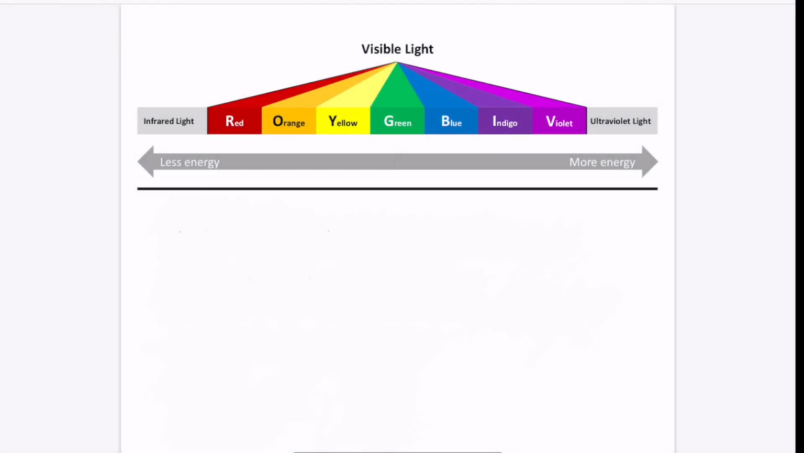Next, we're going to learn about visible light. Visible light is represented by the colors of the spectrum which make up visible light: red, orange, yellow, green, blue, indigo, and violet. These are easily remembered by our friend Roy G. Biv, and that'll help you remember the colors of the spectrum.